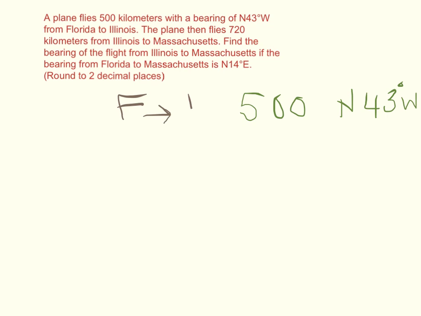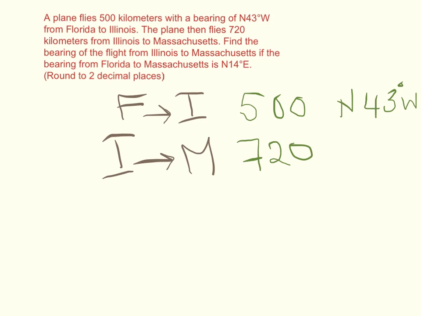So let's read. A plane flies 500 kilometers with a bearing of north 43 degrees west from Florida to Illinois. The first thing you should do when you have a bearings problem is to write the given, just summarize the given in your own words. So there is 500 kilometers, north 43 degrees west, and that's from Florida to Illinois. Alright. The plane then flies 720 kilometers from Illinois to Massachusetts. So 720, and that's from Illinois to Massachusetts.